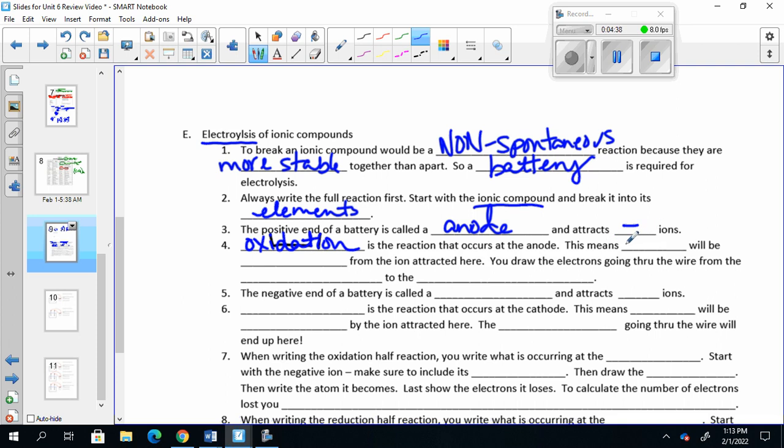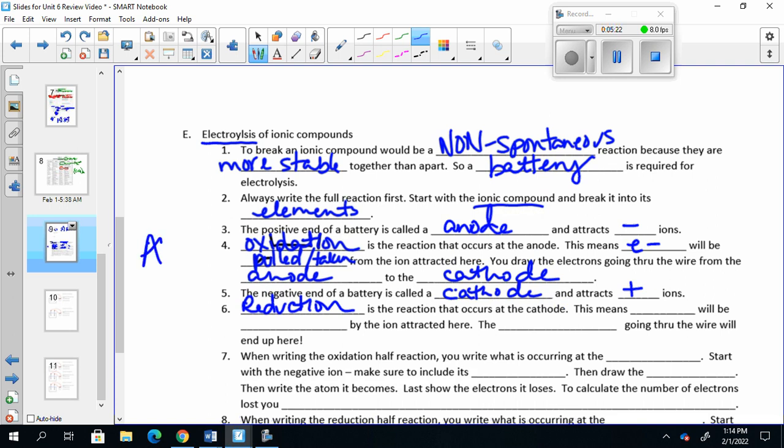This means electrons will be pulled or taken from the ion attracted here. You draw the electrons going through the wire from the anode to the cathode. The negative end of the battery is called the cathode, and it is going to attract the positive ions, the cations. Reduction is the reaction that occurs at the cathode.